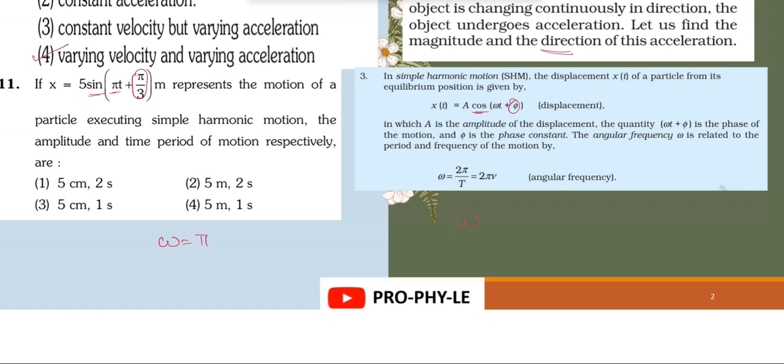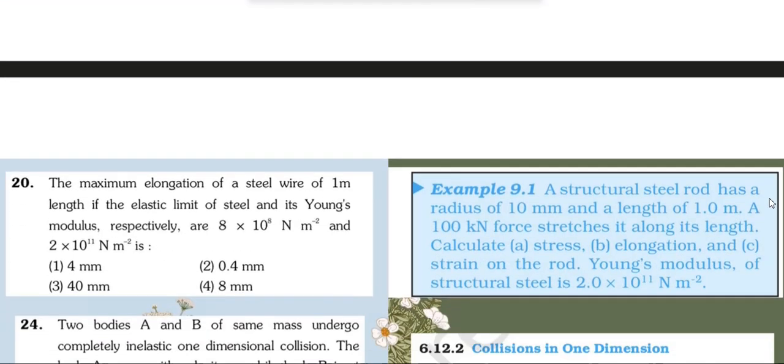Then you can calculate the time period using this. Time will be equal to 2 pi by omega. Of course, amplitude is 5, and this is in meters, that's why we take 5 meters, as well as this is also 5 meters. Then you can check with this: 2 pi by pi, so pi gets cancelled, it will be 2 seconds, so that will be our option.